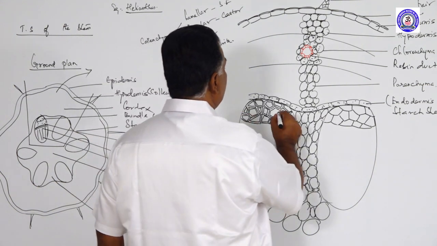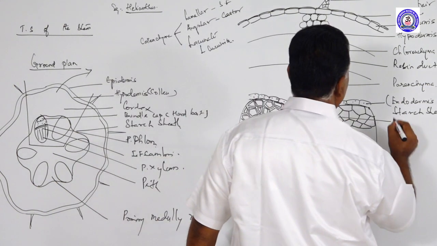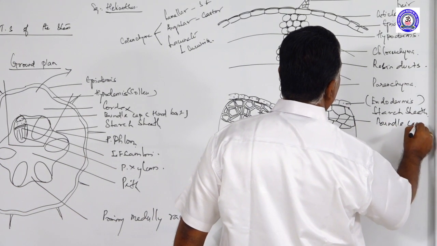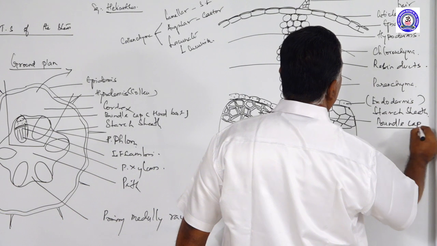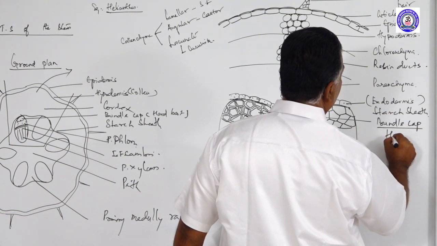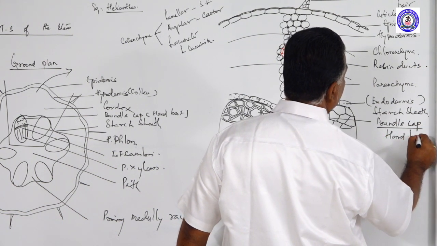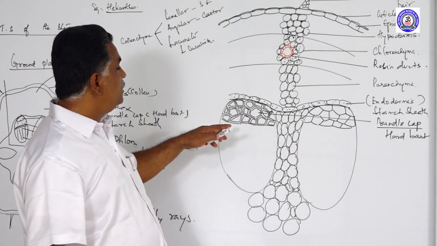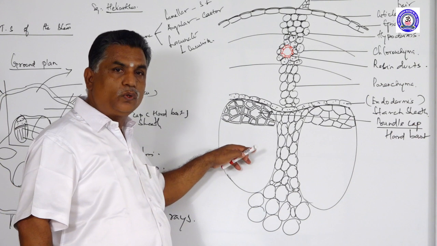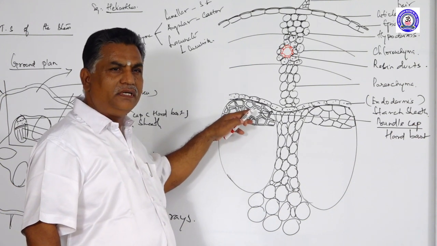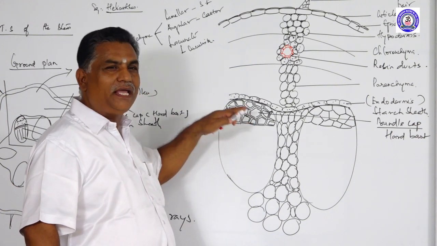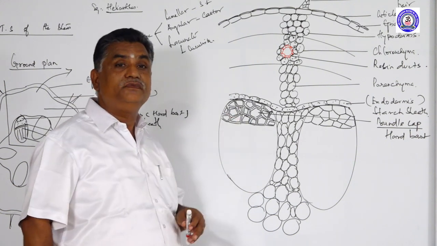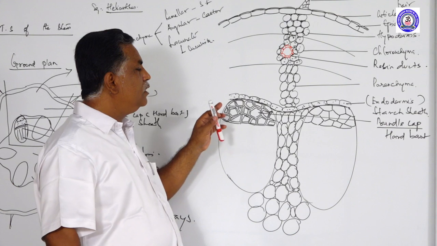Here, this is bundle cap. It is otherwise called hard bast. Though we associate these cells with the bundle, calling this the bundle cap, this is not actually bundle cap. For namesake, we are calling it like that. But this is pericycle. This is pericycle.